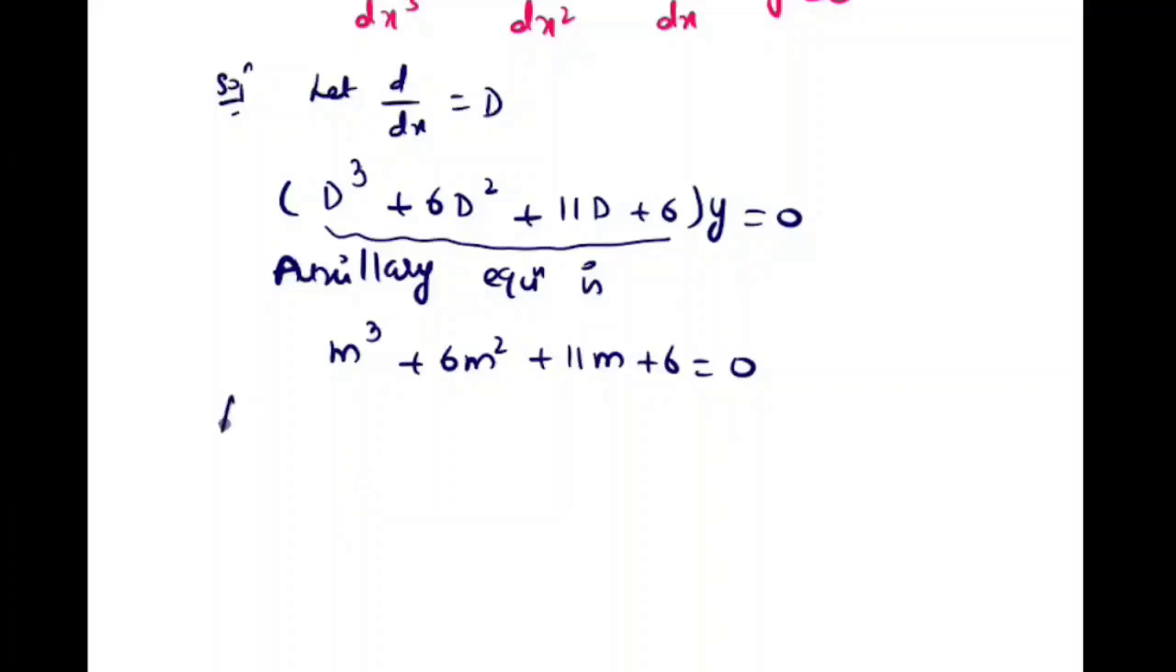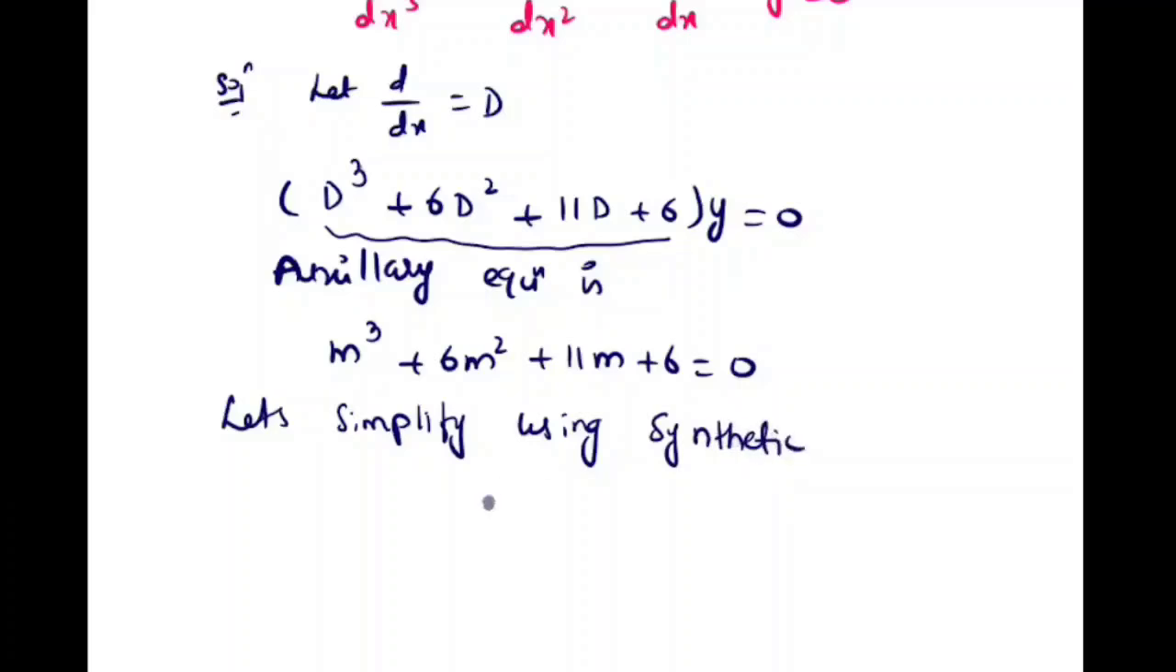Okay, let us simplify using the synthetic division method. So just take this as equation number 1. In equation number 1, you need to substitute numbers, which may be positive or negative, that is -1, -2, -3 or 1, 2, 3, so that the whole equation becomes 0.